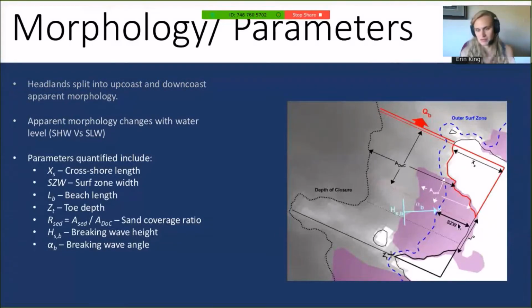Some other parameters which were used but weren't found to be significant were the length of the back beach and the area of sediment coverage, so sediment here in purple, the area of that coverage relative to the area of the depth of closure, but that wasn't found to be particularly relevant.